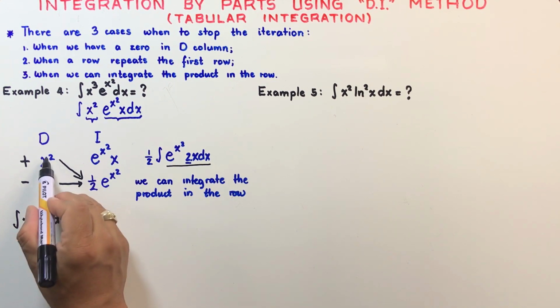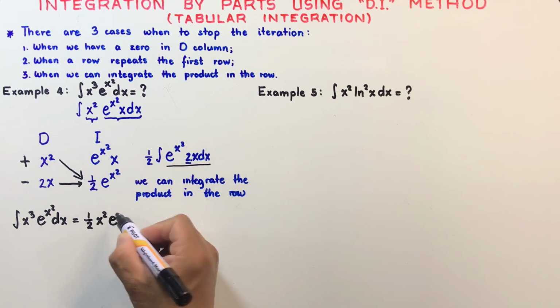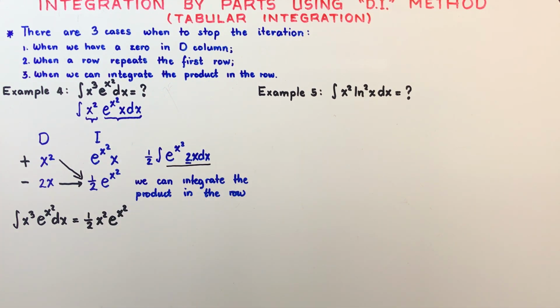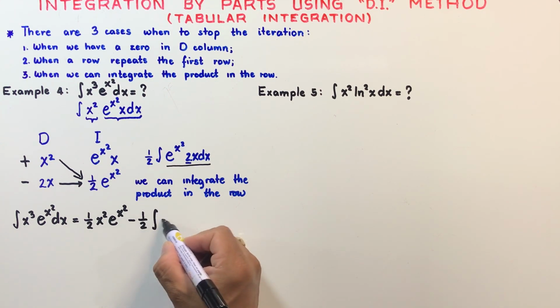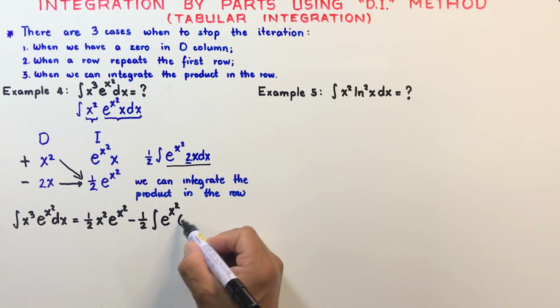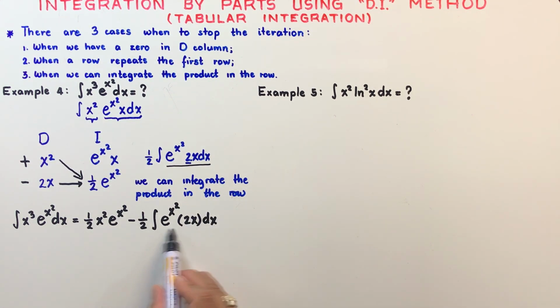equal to x squared times this, which is 1/2 x squared times e to the power x squared. And this will be subtracted by 1/2 of the integral of e to the power x squared times 2x dx. And where did I get this one? This is just the product of this. But I place 1/2 in front of the integral and the 2 here because I need the 2x as the derivative of x squared. And why do I need to stop? Because I can already integrate this one.